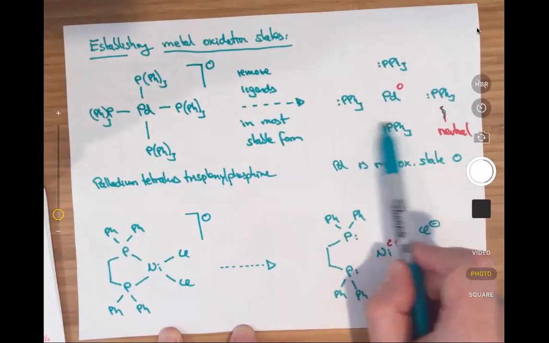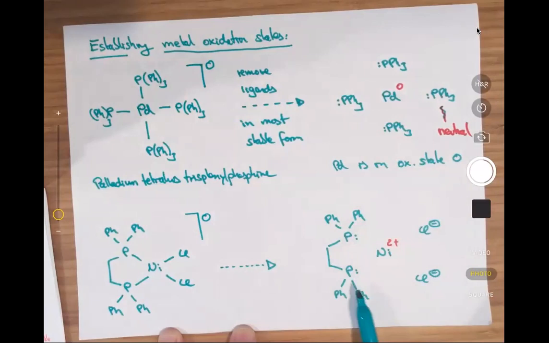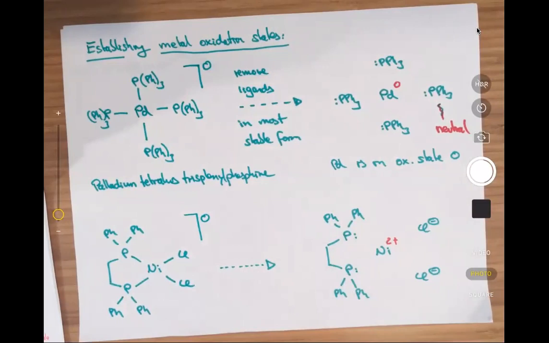So this remains oxidation state 0. Here, you basically have two charges from the chlorides. The phosphines are neutral. So you only have to compensate for two charges, right? A phosphorus with a positive charge would again be a radical species. So this would not be the most stable form of that ligand, right? Okay.